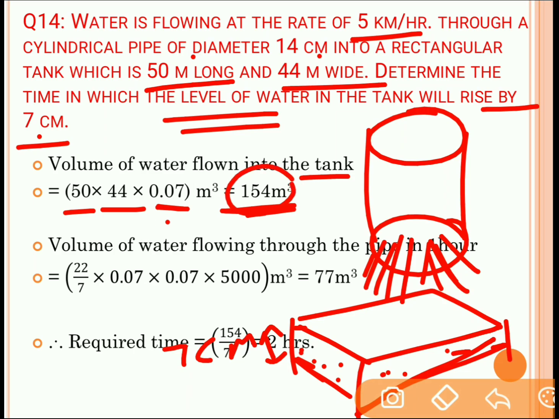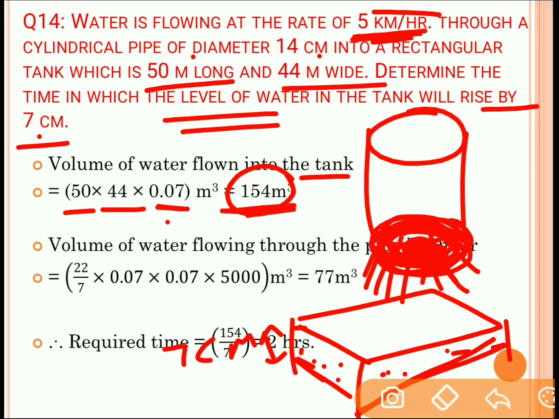Now this volume of water is equivalent to the amount of water which is coming out from this cylindrical pipe. Now the rate at which the water flows is 5 km per hour. So let's say that in 1 hour the amount of water which is coming out from this cylindrical pipe is 5 km. Now this 5 km water in 1 hour is coming out through this circular pipe, cylindrical pipe having cross section as a circle. So from this circle the water is coming out at a rate of 5 km per hour.